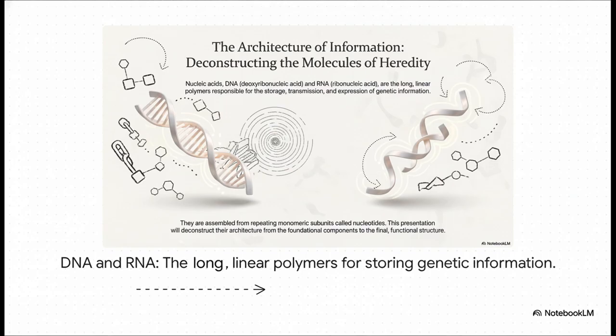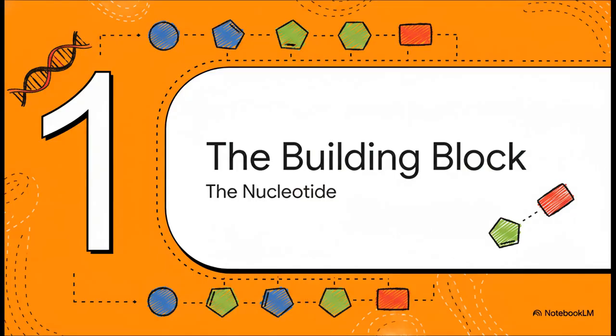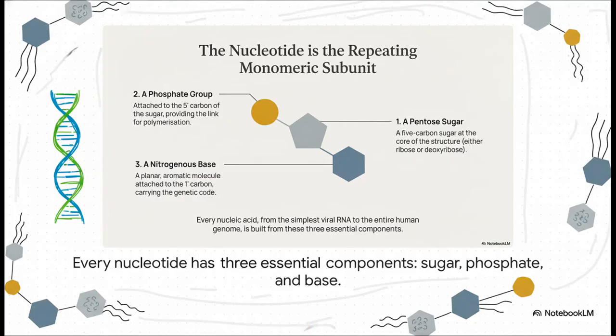They store and they transmit all the information needed to build and operate a life form. So the big question is, how are these incredible structures actually put together? Well, to understand any great structure, you have to start with its most basic building block, right? For DNA and RNA, that fundamental piece is called a nucleotide. And you know, it's actually amazing how simple this is. Every single nucleotide, the basic unit of our genetic code, has just 3 parts.